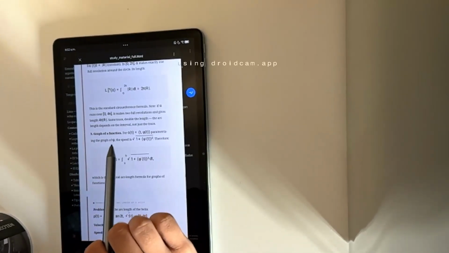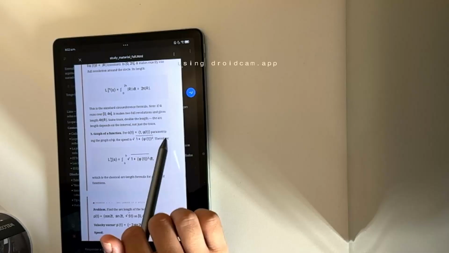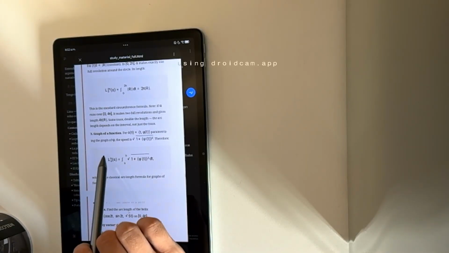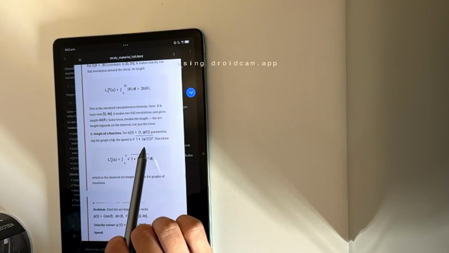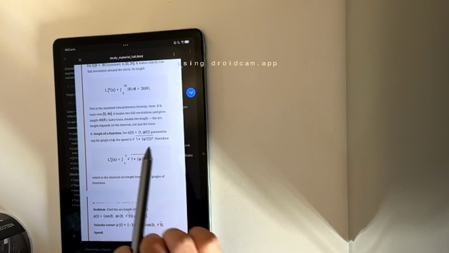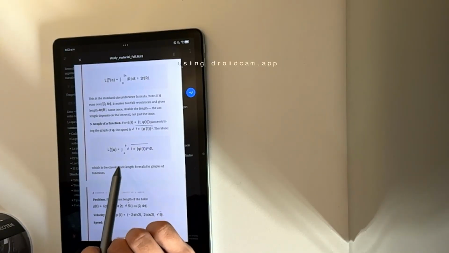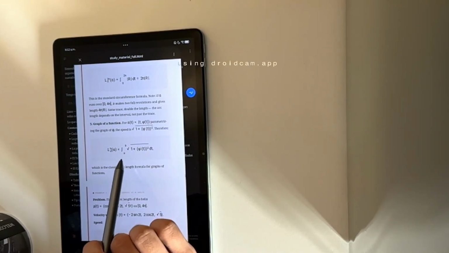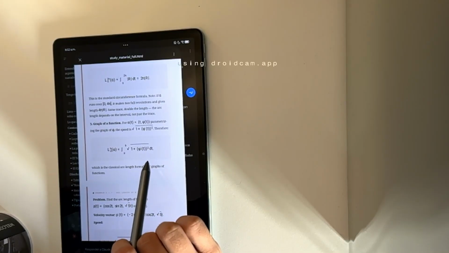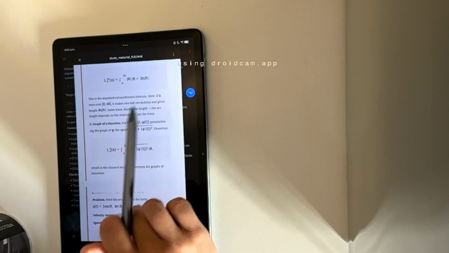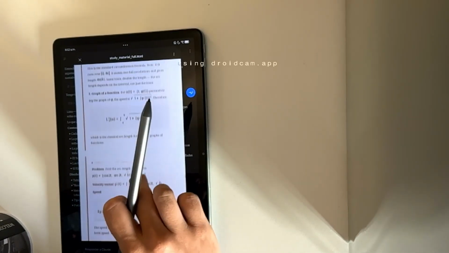Graph of a function: alpha of t equals t, phi of t. Parameterizing the graph of phi, the speed is the root of 1 plus phi prime of t squared. Therefore, the length is the integral from a to b of the root of 1 plus phi prime of t squared dt, which is the classical arc length formula for graphs of functions.